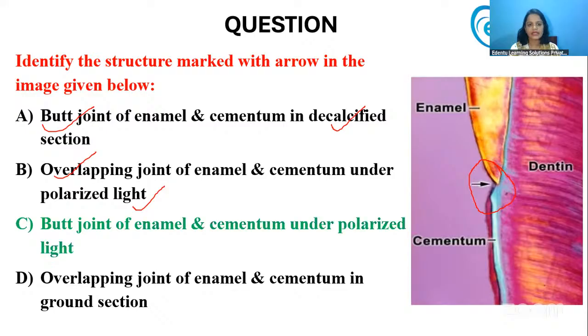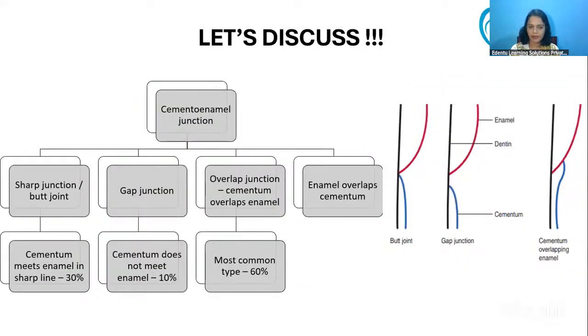Okay, so let's have a look at the cemento enamel junctions. Cemento enamel junction means the junction where the cementum and enamel meet. These junctions are of three types. We have the sharp junction or butt joint like this, then the gap junction, where the cementum does not meet the enamel, and then the overlapping junction, where the cementum is overlapping the enamel.